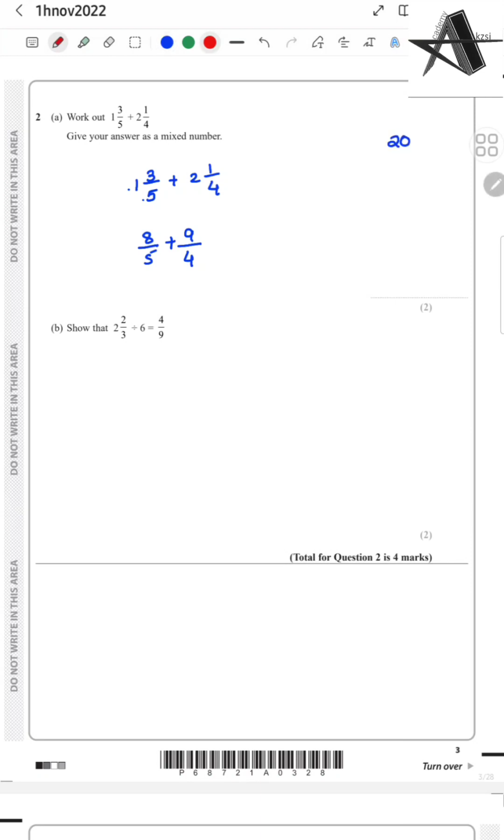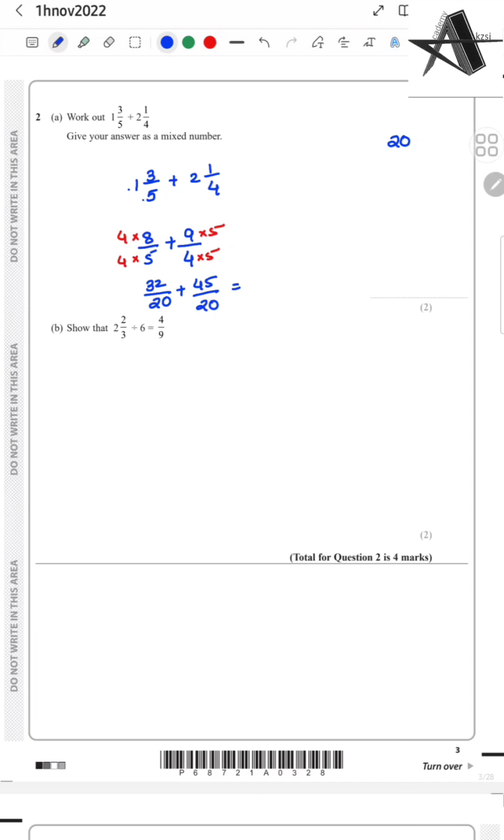Your next step should be how to make the denominators 20. By multiplying this with 4. Whatever you multiply the denominator with, you have to do the same with the numerator. So multiplying the denominator by 4, multiply the numerator by 4 as well. How can you make 4 into 20? By multiplying it with 5. And do the same here. Now this will become 32 over 20 plus 45 over 20.